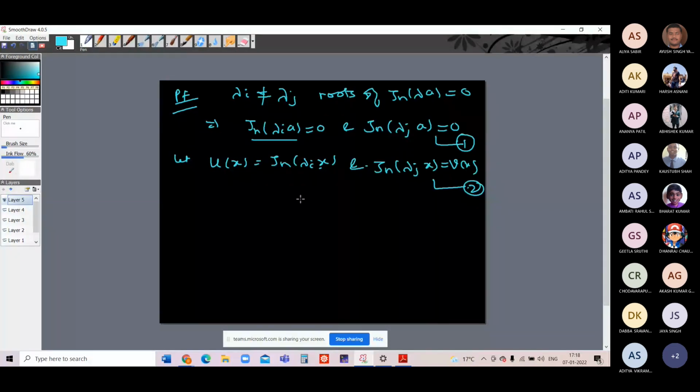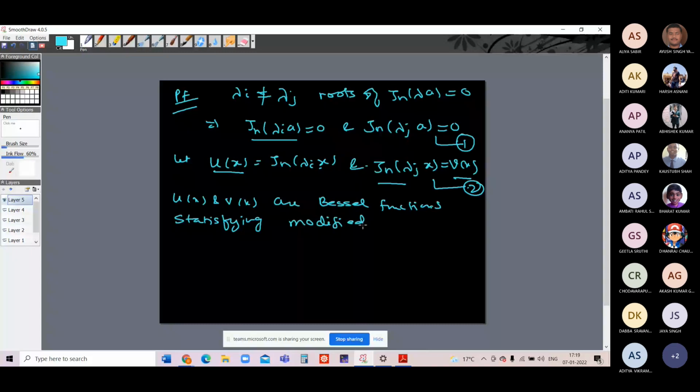Giving a name to this expression, 2. Then this u and v must be a solution of the modified Bessel differential equation. So u(x) and v(x) are Bessel functions satisfying the modified Bessel equation.